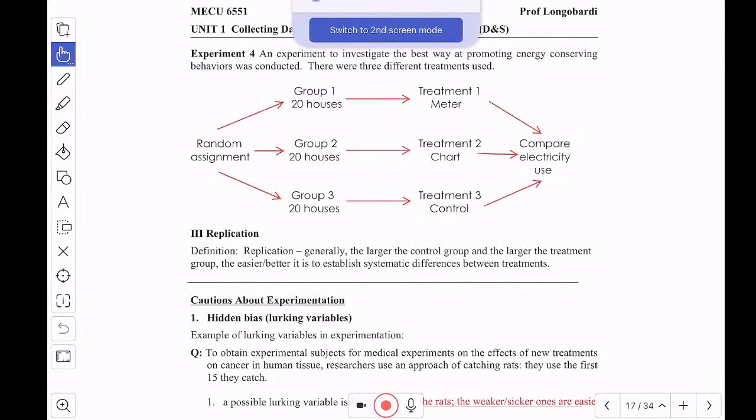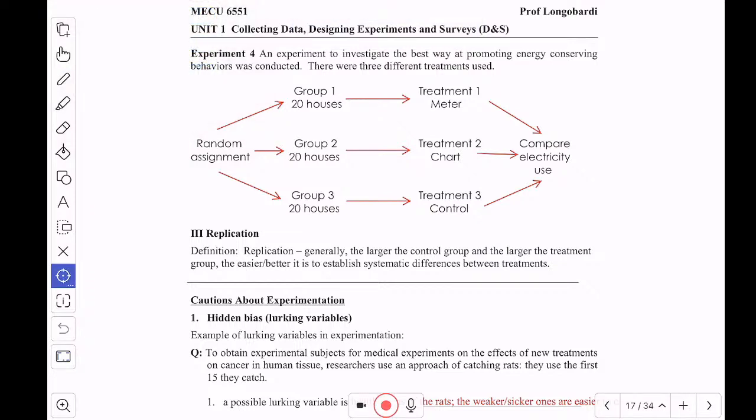So we get a number of volunteers, we recruit 60 households, and then we label them. Since the last one is 60, the labels have to be by 2, so I start with 01, 02, all the way to 60, and then randomly pick from those. The first 20 I pick will go into group 1, the next 20 will go into group 2, and the third 20 will go into group 3, and as I explained, we're going to use all of them.